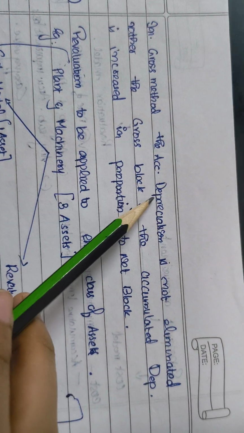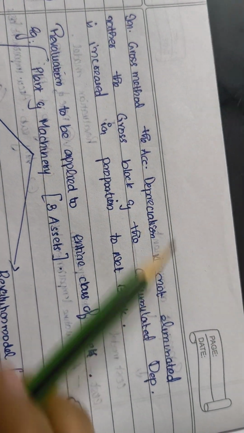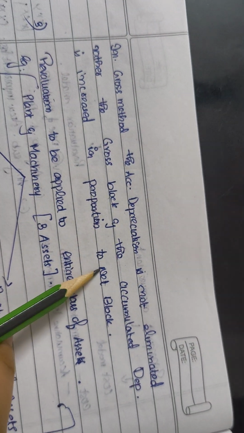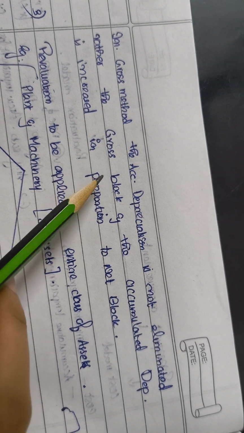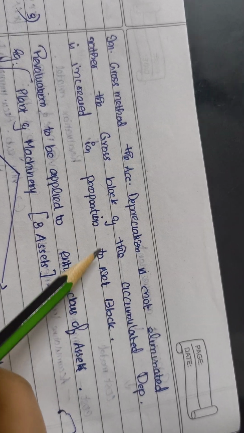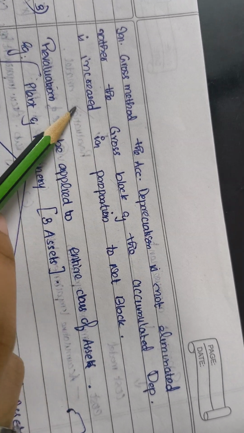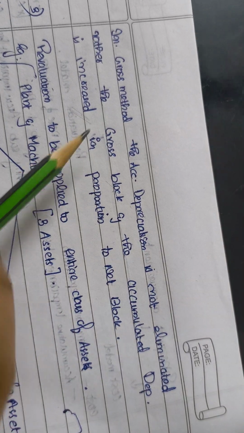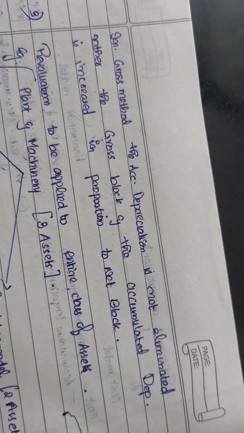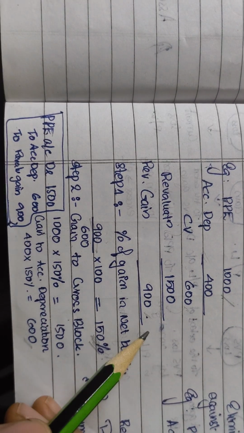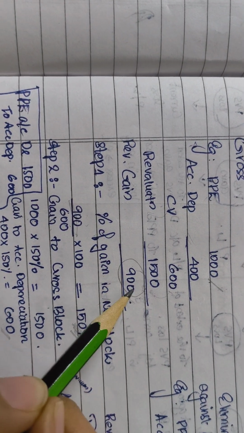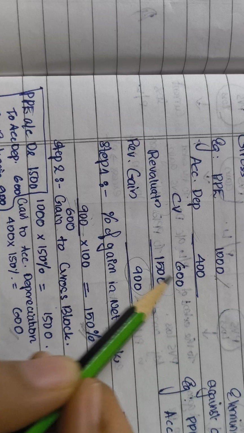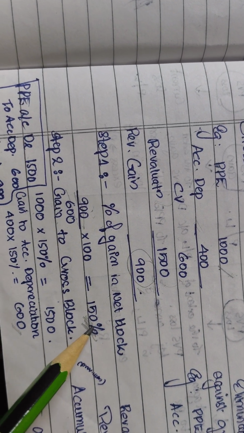So in the gross method, the accumulated depreciation is not eliminated. Rather, the gross block and the accumulated depreciation are increased in proportion to the net block. We are not eliminating the accumulated depreciation. Rather, what we will do is increase the gross block and the accumulated depreciation in proportion to the net block. That's what we did here. We find the percentage increase in the net block. There is a 900 increase, so 900 divided by 600 into 100, a 150 percent increase in the net block.